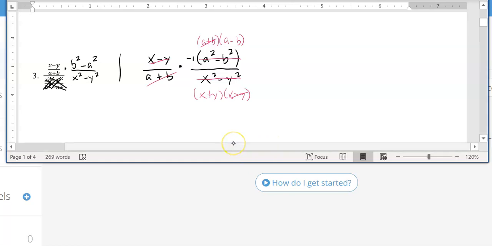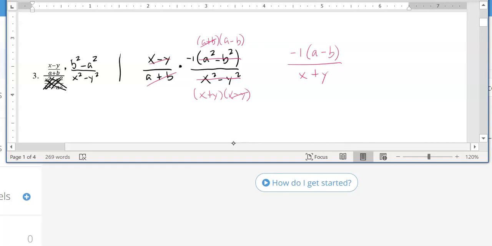Doesn't look like anything else cancels, so be careful that you notice everything that doesn't cancel and let that be part of your answer. So -1 times the quantity a minus b, and that's divided by x plus y.